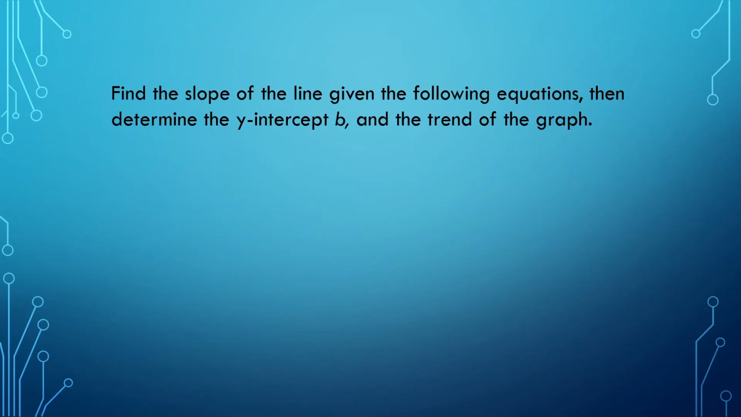Our last equation is y is equal to 2. If you notice, this is in slope-intercept form, but something is missing. We do not have the mx. In y is equal to mx plus b, the mx is missing, but we have b. So that means the slope is 0 and our y-intercept is positive 2.